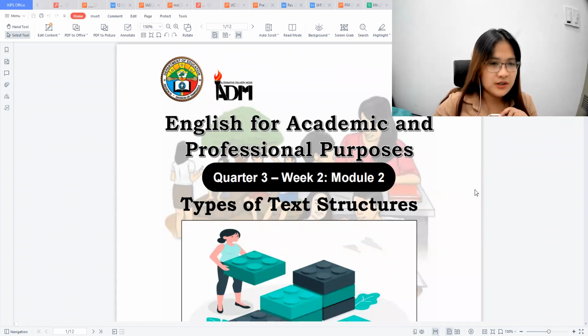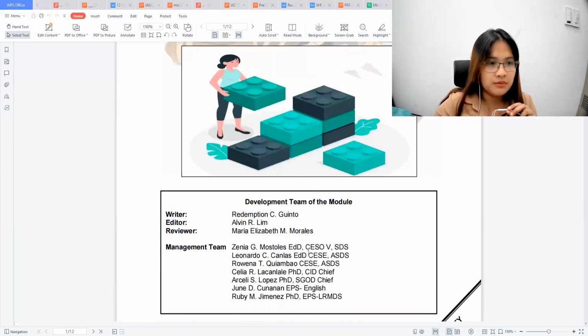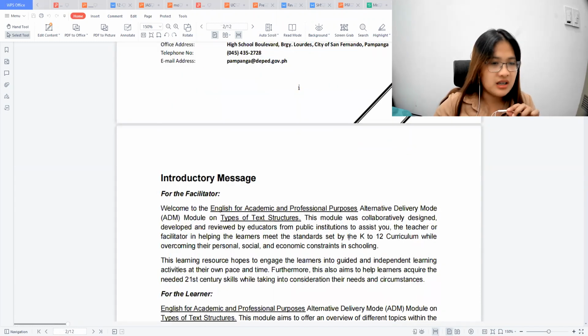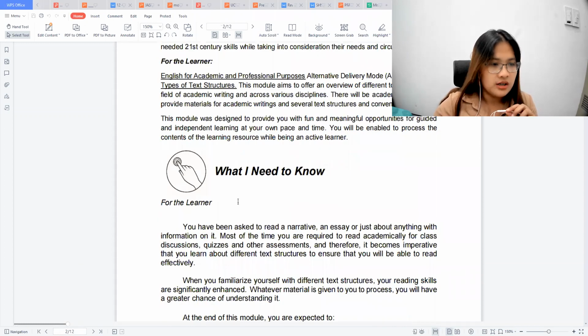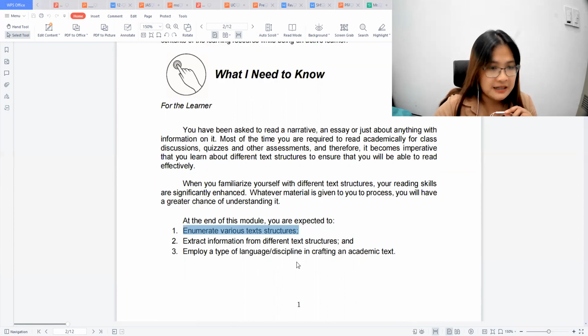So let's have for today module number two, types of text structure. Credits to the development team of the module, specifically to SDO Pampanga. For this module, we are going to talk about the types of text structure. At the end of the module, you are expected to enumerate various text structures, extract information from the different text structures, and employ a type of language or discipline in crafting an academic text.